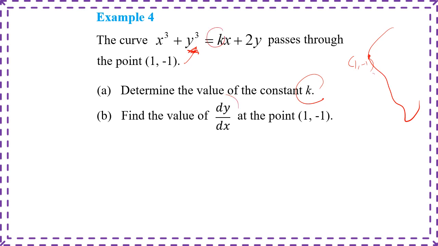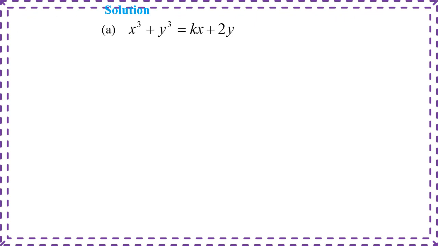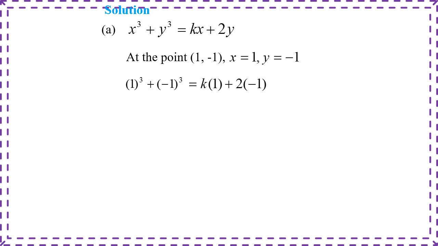And then to find the value of dy/dx at the point (1, negative 1), we have to differentiate. So for question A, we just need to substitute the point (1, negative 1). So we get 1 cubed plus negative 1 cubed equal to k of 1 plus 2 of negative 1. Okay, 1 is our x, negative 1 is our y. So we get 1 minus 1, which is 0, equal to k minus 2. So k is equal to 2. So the equation here will be x cubed plus y cubed equal to 2x plus 2y.